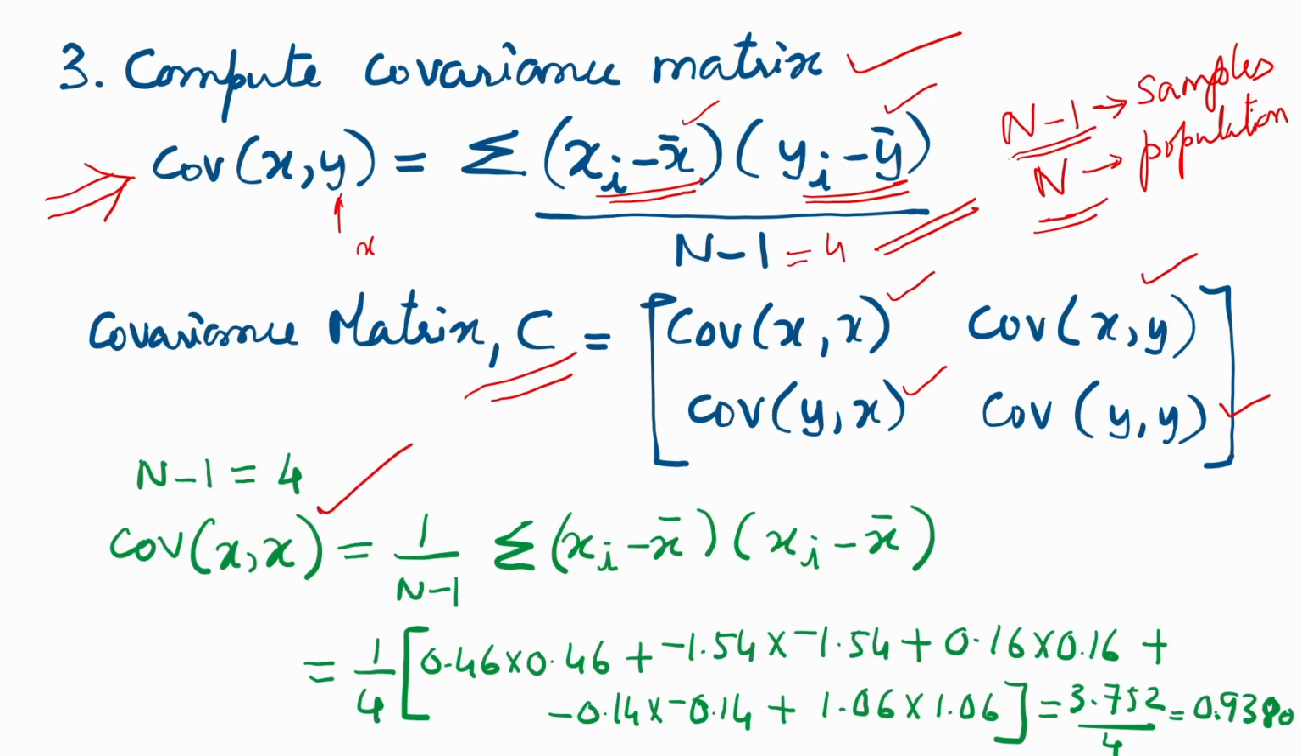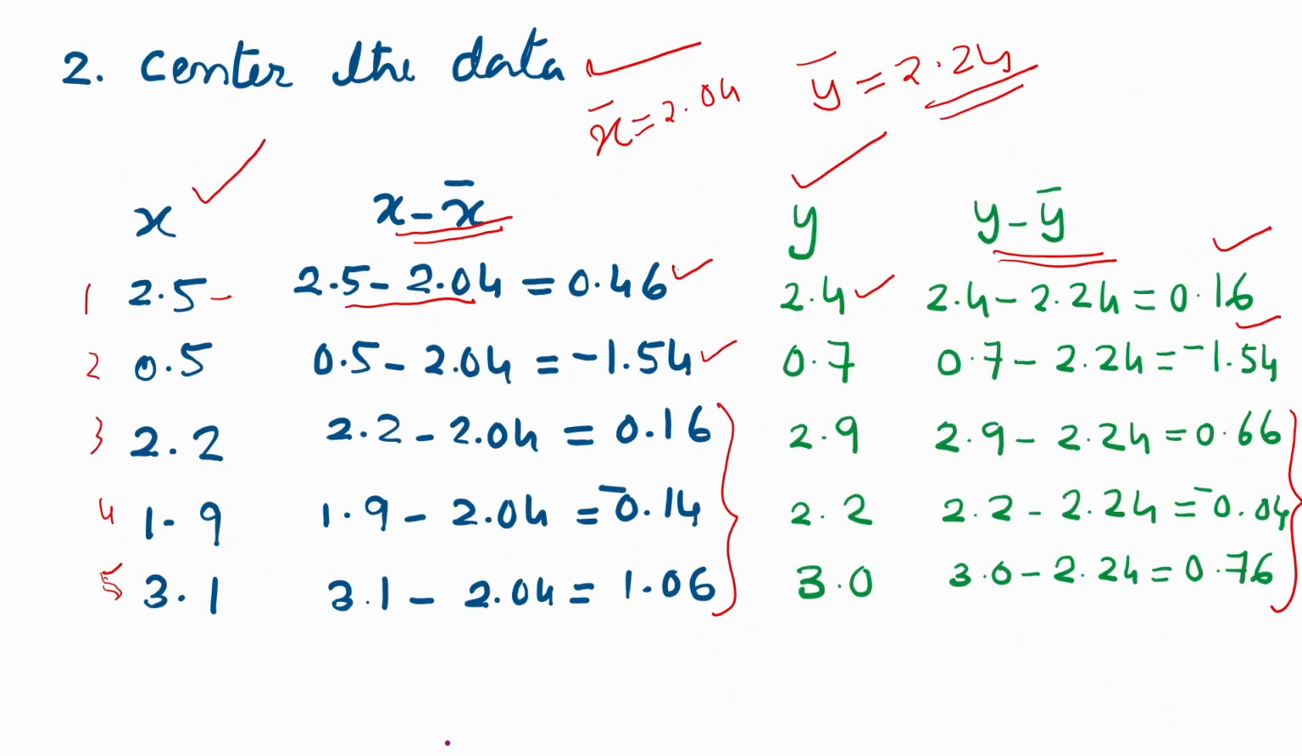So covariance XX is nothing but 1 divided by n minus 1 sigma xi minus x bar. That is the first term. And what is the second term? The second term is not y. Here again we are using x. So instead of yi minus y bar, we will be using xi minus x bar. So basically it is xi minus x bar the whole square. Here you can multiply it. What is this xi minus x bar? We have already found this.